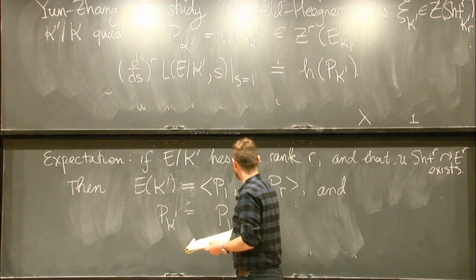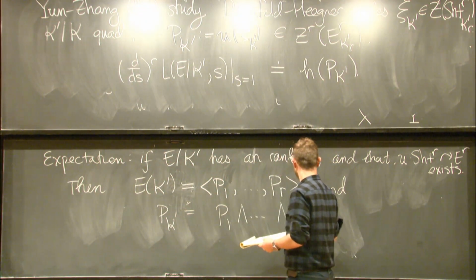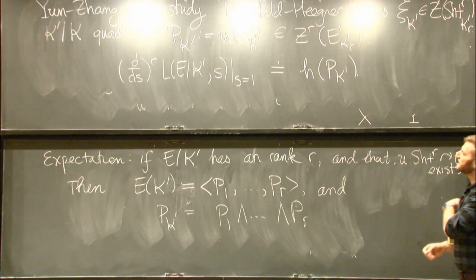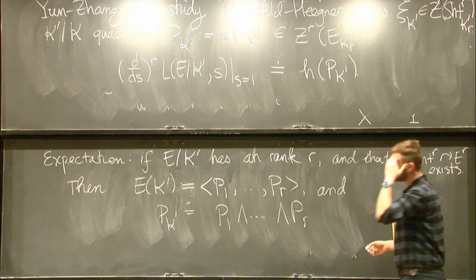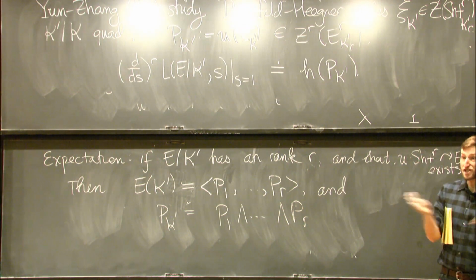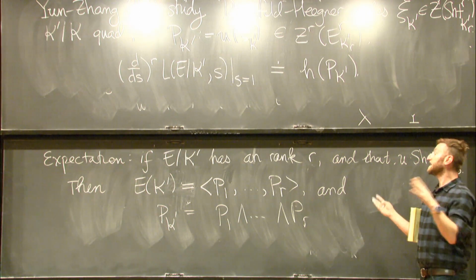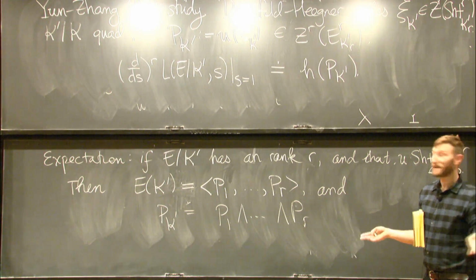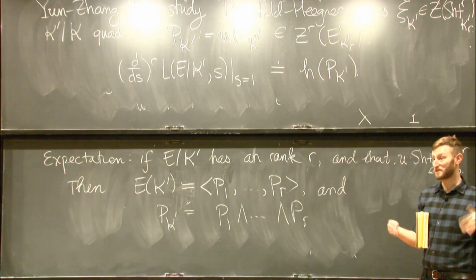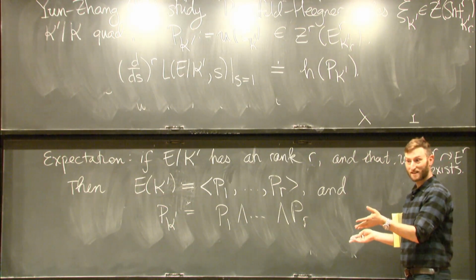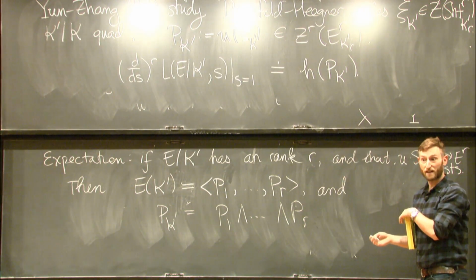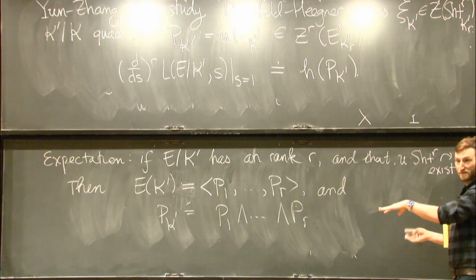So I'm going to write it this way. What do I mean by this? Given these points, each of them really is a one cycle inside of the elliptic surface E. I can mash them together to get an R cycle inside of the E to the R. And then this symbol means sum that antisymmetrically over all permutations. So it's like the determinant. And if this is true, then you could plug it into here, and then you get your regulator that way. So this is the sort of thing I expect to happen.